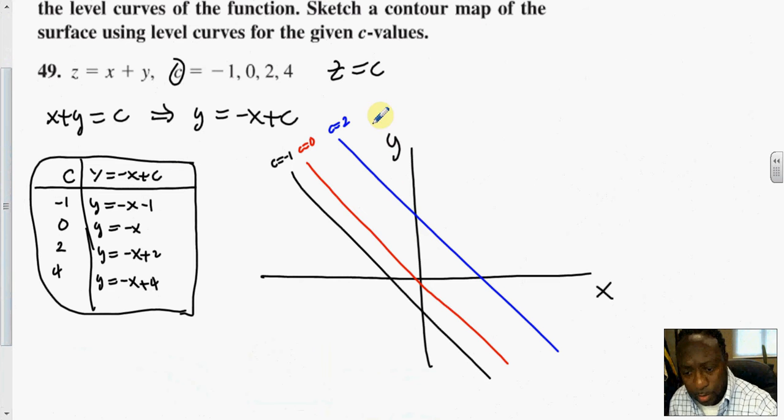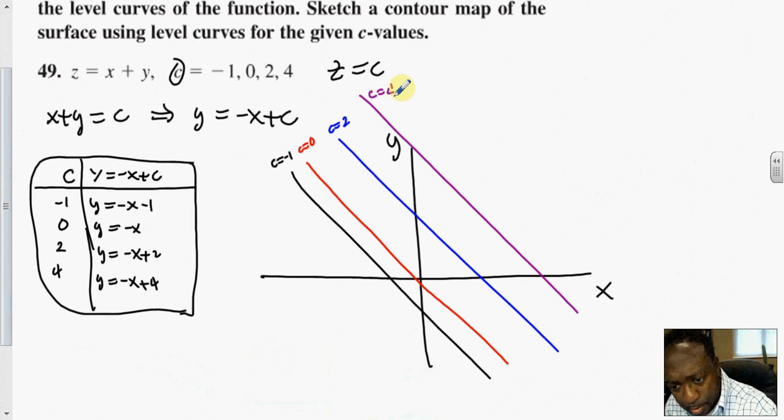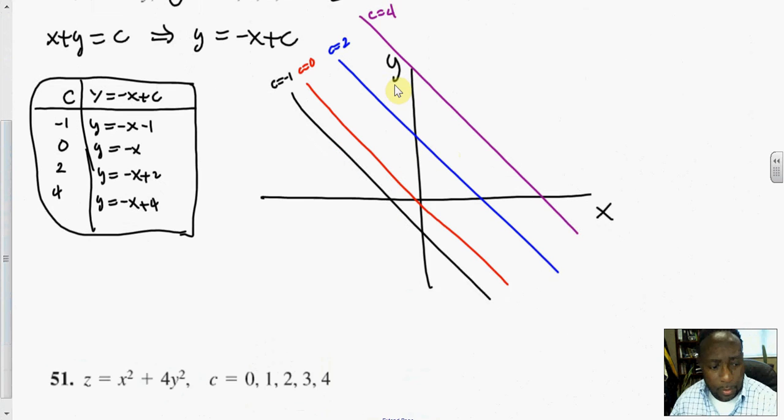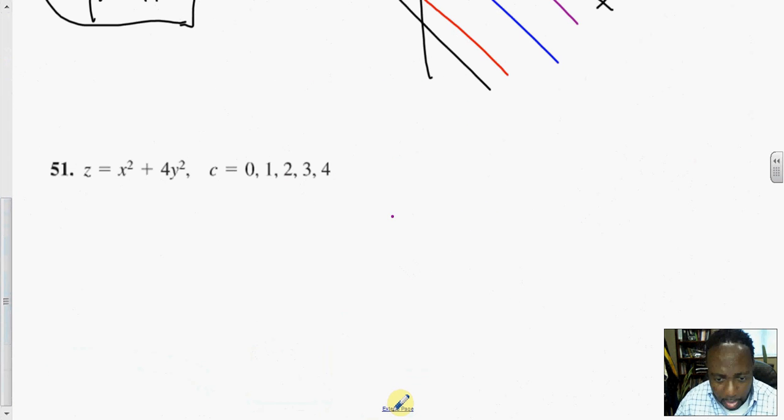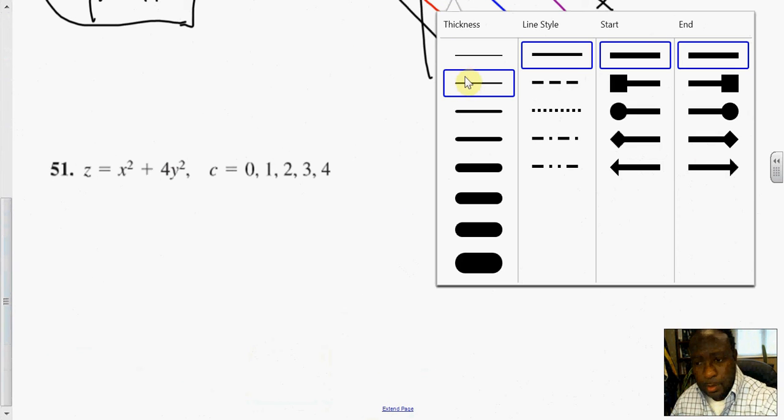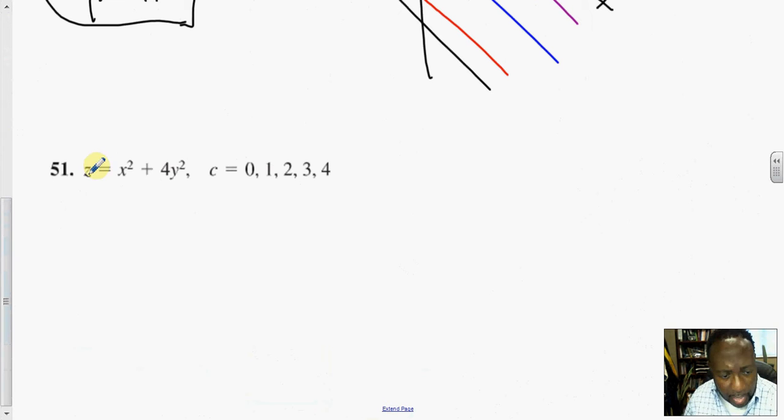Color purple, and then c equal to 4. Let's keep purple for this guy. Replace z with c. So we have x plus 4y squared is equal to c.